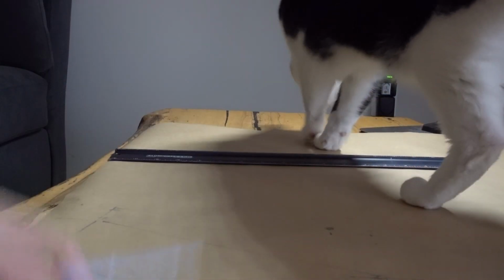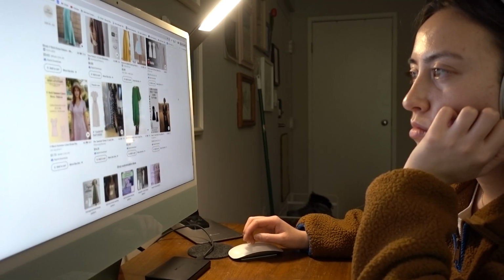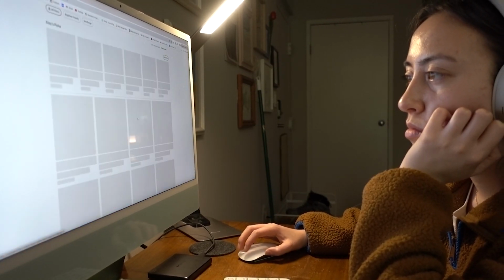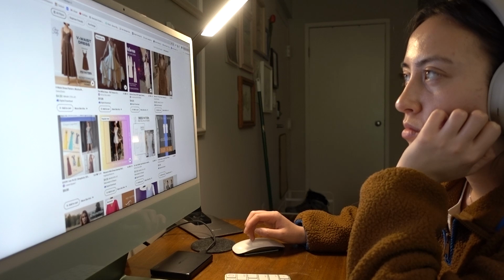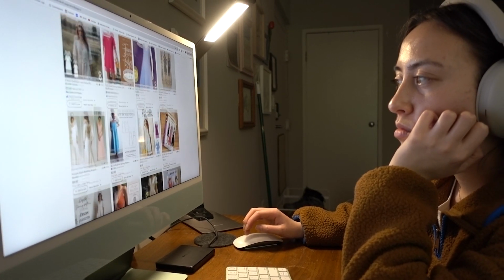So the first thing I tried to do was find a pattern on Etsy that was kind of similar to the Abercrombie dress, but unfortunately I didn't have much luck because the only things I could find that were kind of similar happened to be AI generated and I wasn't really trying to do that. So I then decided I was just going to try to make this pattern on my own. The only real problem here is that I don't know how to do that.